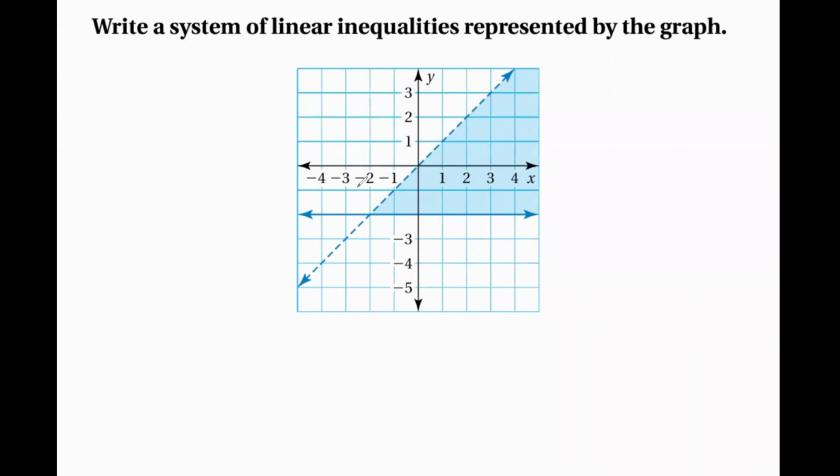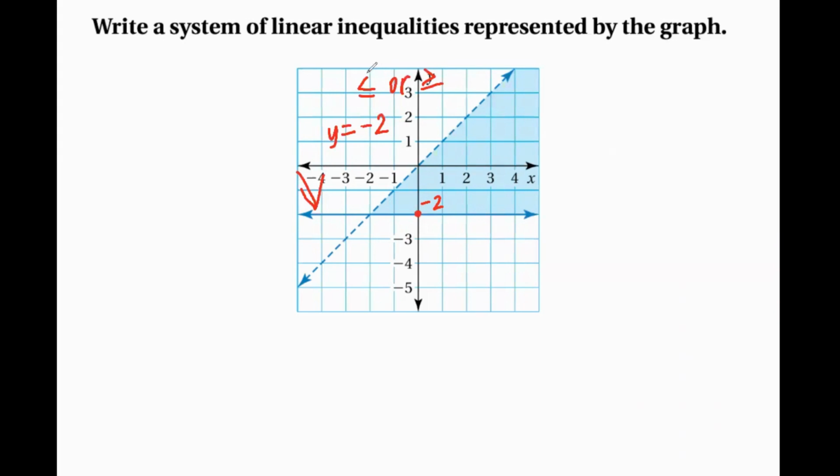I'm going to start off with this horizontal line right here. It's passing through the point -2 on the y-axis. And we know that horizontal lines are represented by the equation y equals a certain point on the y-axis, which in this case is -2. Now looking at the line, it's solid, so we know that it's going to be either less than or equal to or greater than or equal to.